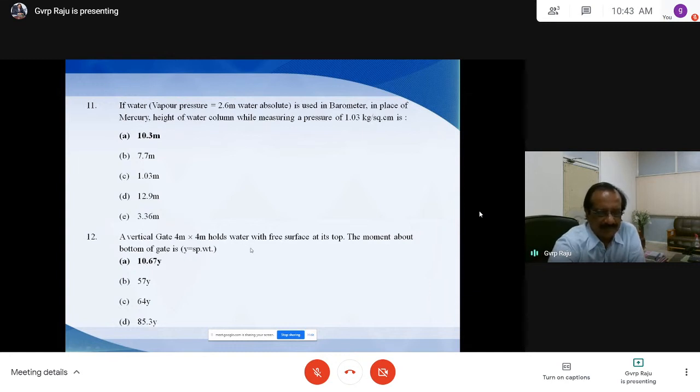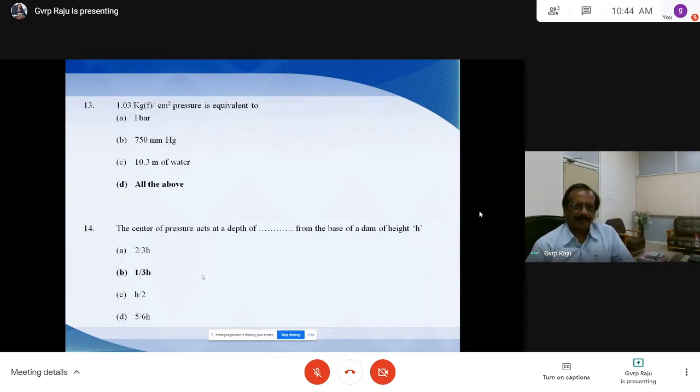So for the pressure diagram in this case, the top is 0 and the bottom is WH. In place of W, y is given, and H is 4. So the bottom is 4y and the height is 4. The area is 16 times specific weight by 2, that is 8y, and the CG acts at 1/3 h from the bottom. Multiplying by that gives the moment about the bottom of the gate. So the area multiplied by the CG distance h by 3, that is 4 by 3, is equal to 10.67y.